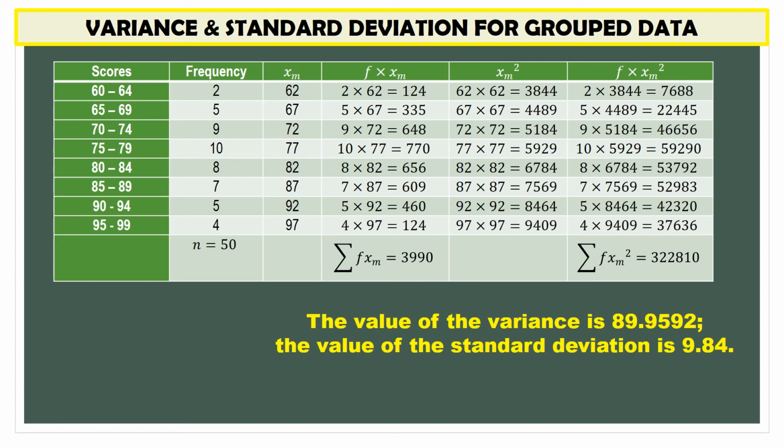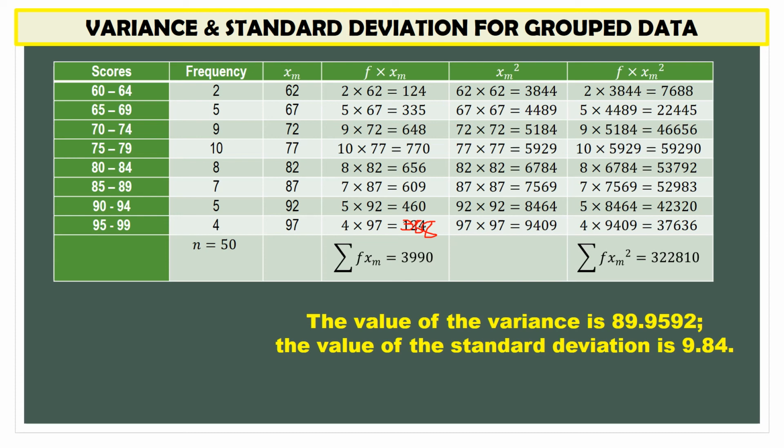Okay, so this is not 124. I'm so sorry. It's 388. I don't know how to write 8 here, so I'm sorry for that error. Okay, now, getting its sum, the answer is 3,990. This is correct. Now, in this column is x sub m squared, or you multiply the class mark by itself.